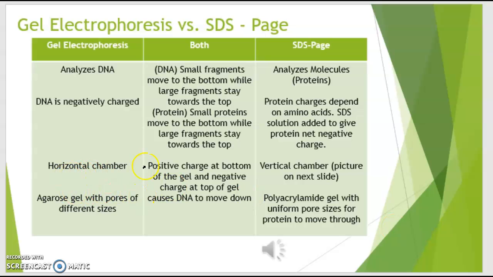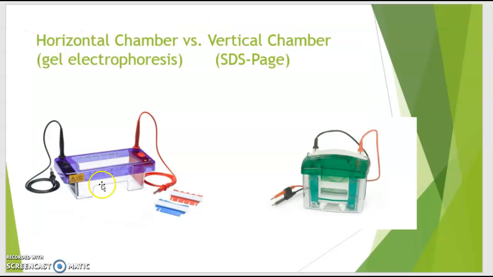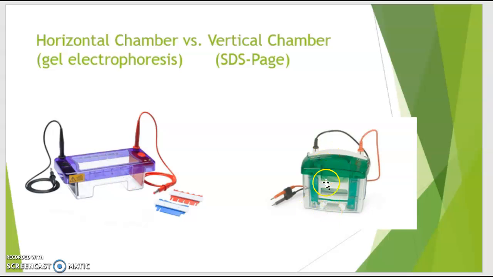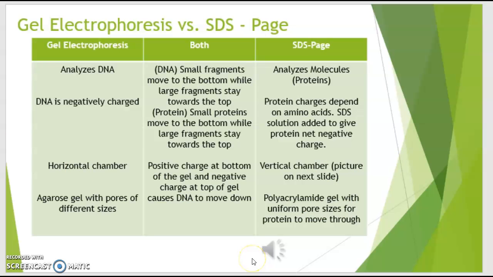Gel electrophoresis is done in a horizontal chamber, which I want to show you. It looks like this. The gel lays down, while SDS-PAGE is done in a vertical chamber, which is like this, where the gel actually stands up and down. Agarose has different size pores, while SDS-PAGE has uniform pore sizes for the proteins to move through.